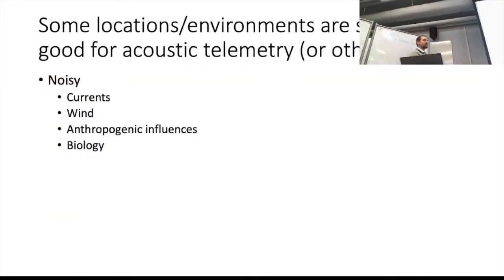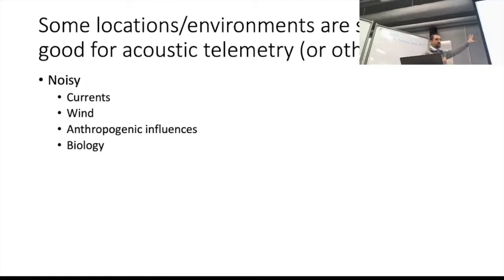But the message here is that no matter how important they are biologically or ecologically, there are some locations that just simply aren't good for this. Right? Telemetry is a tool. And not every tool works in every situation. So you need to think about how well is it going to work?